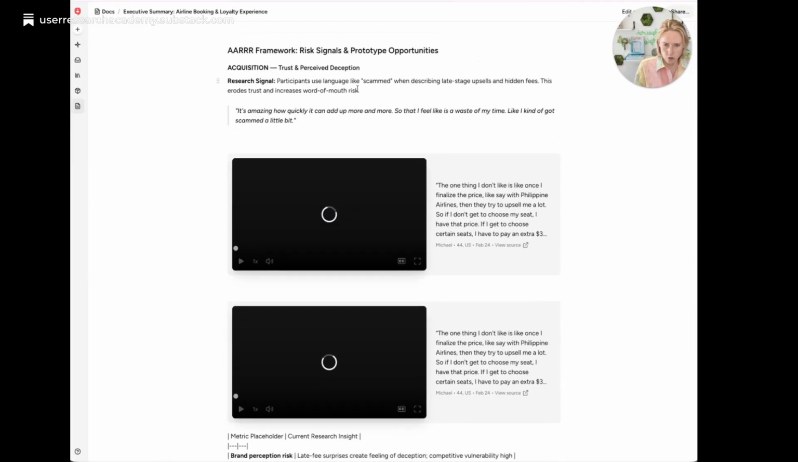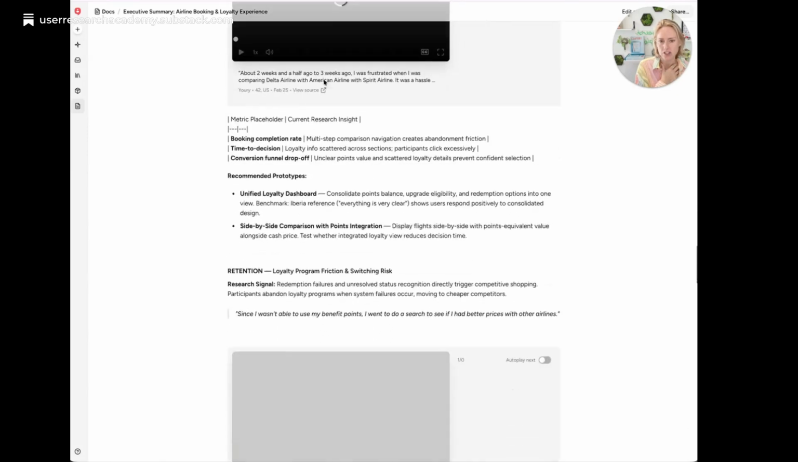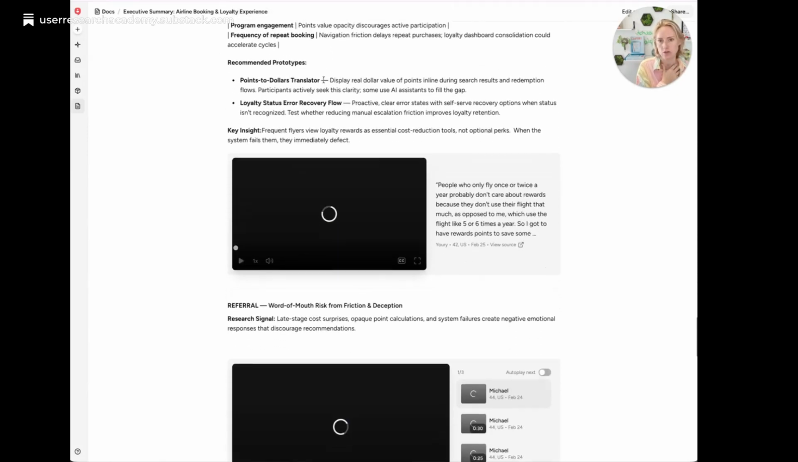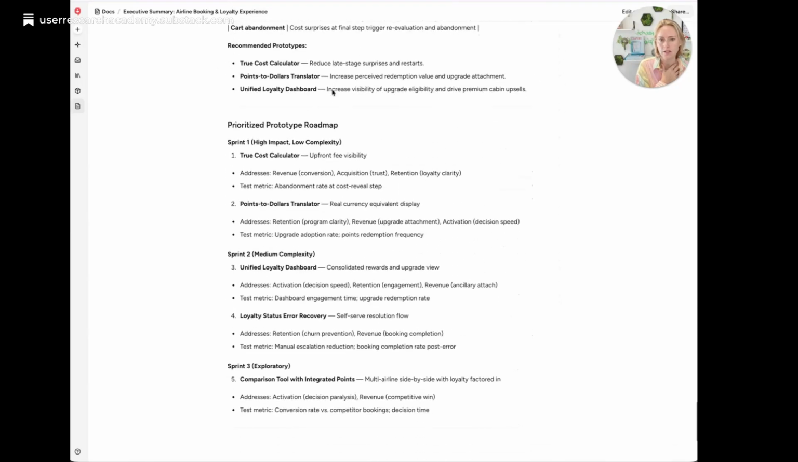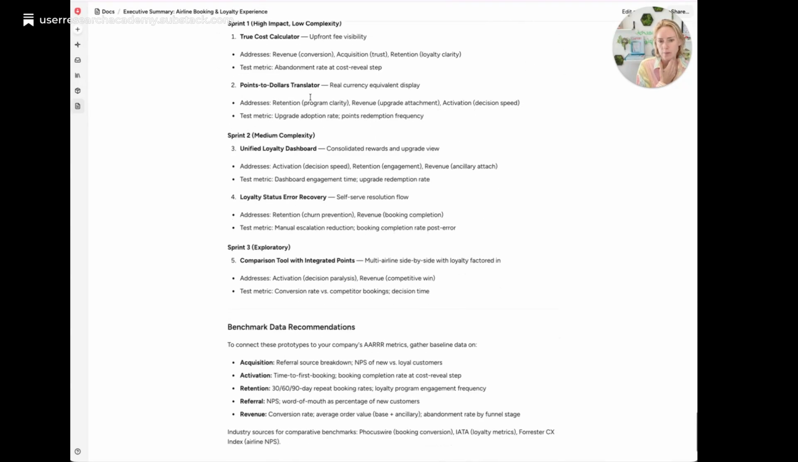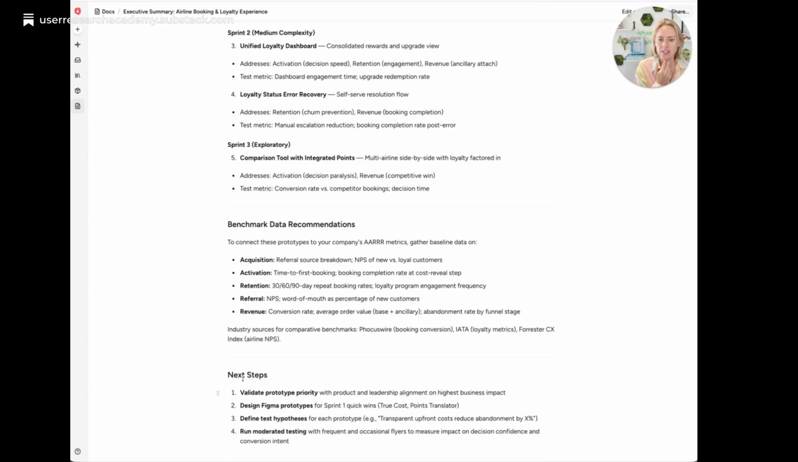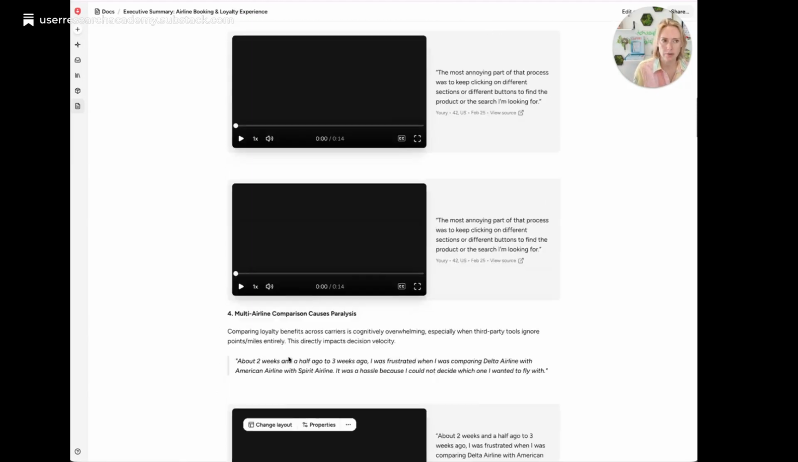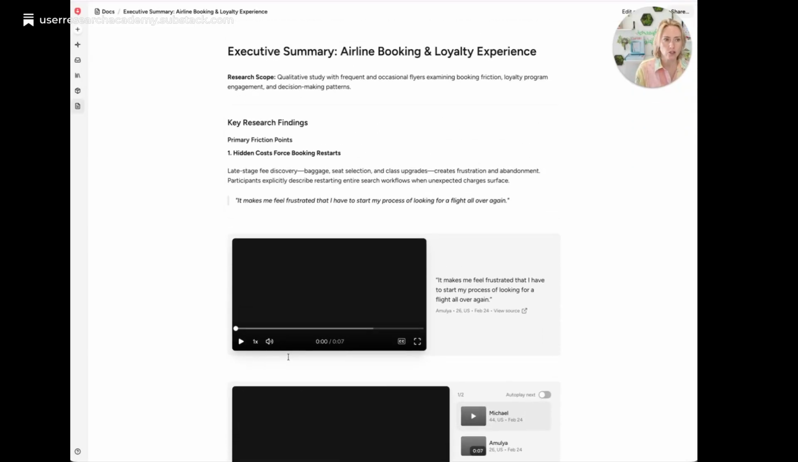I would probably make it shorter. As I said, we have the pirate metrics here, which is great. So we have acquisition and the signal, which is awesome. We have activation. So it's broken down by each of the metrics, which I really, really love, as well as the recommended prototype to help with this. And then the prototype roadmap, which is fantastic. Every exec loves to see a roadmap, benchmarking recommendations, and then we have very clear next steps. I'm quite happy with that. I think the only changes that I would make would be making it a bit shorter and just being able to tie in those numbers to make it more concrete for the stakeholders.